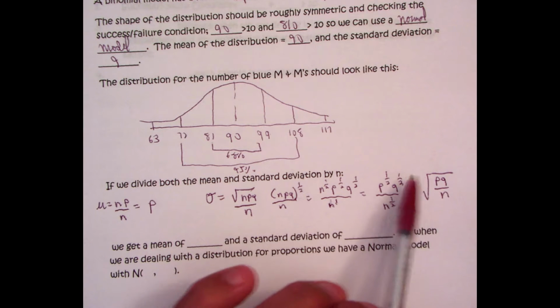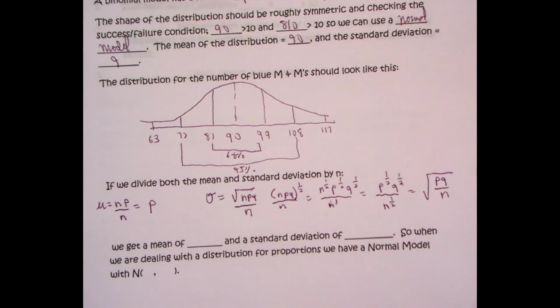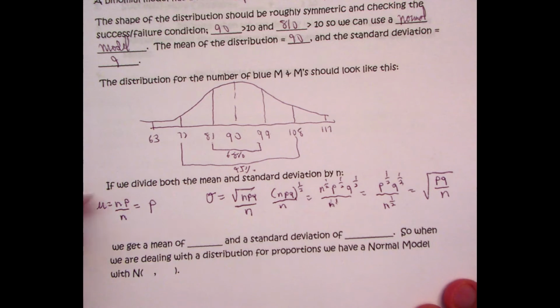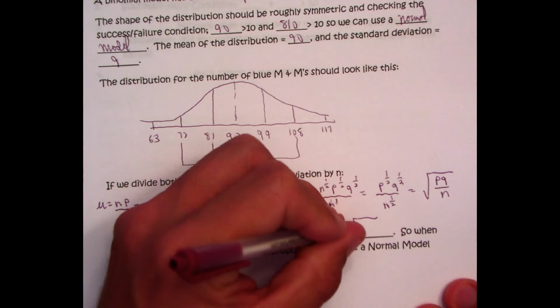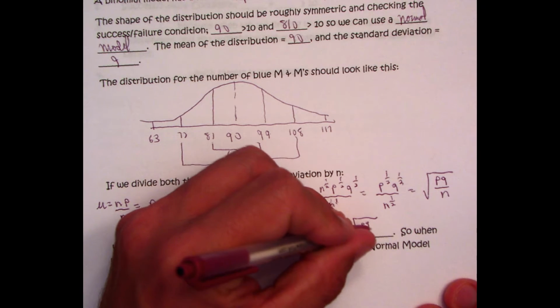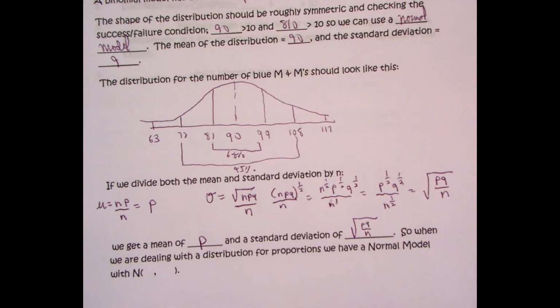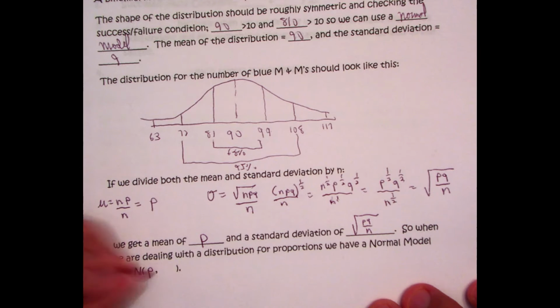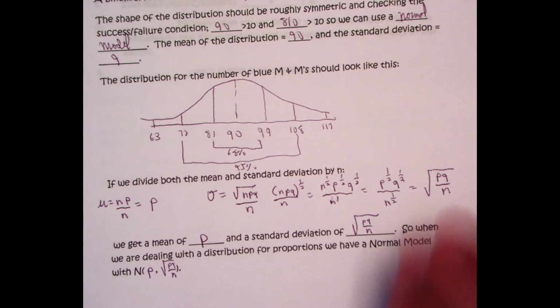And our new standard deviation will simply be the square root of pq over n if we're doing it for proportions. Okay, not the number of occurrences, but the proportion of occurrences. So what do we get? We get a mean of p and a standard deviation of the square root of pq over n. So in dealing with a distribution for proportions, we have a normal model centered at p with a standard deviation of the square root of pq over n.